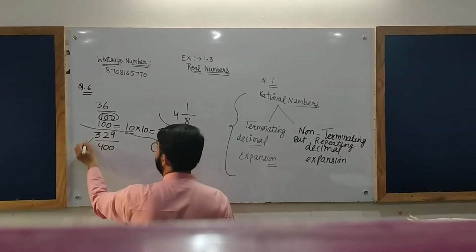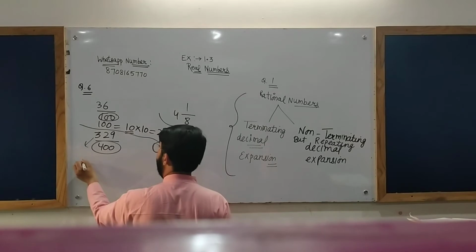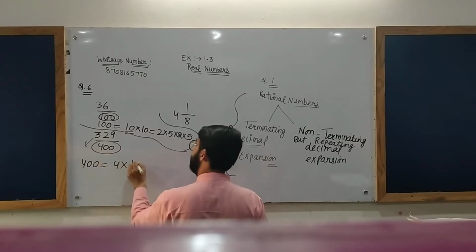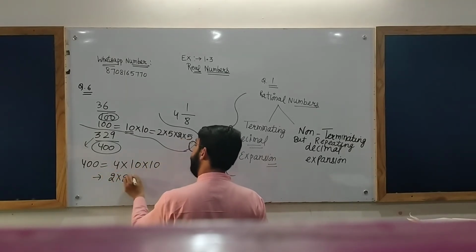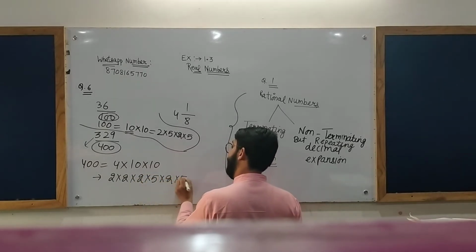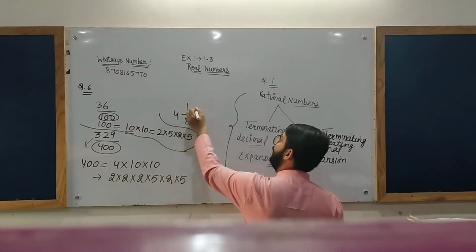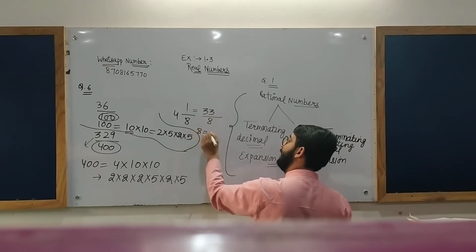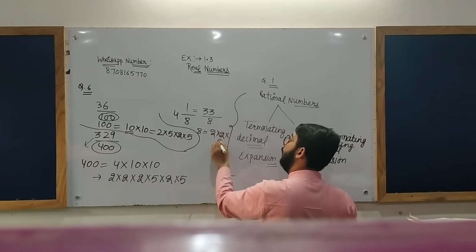Now let us do the prime factorization of the denominator of the rational number 329 by 400. 400 equals 4 into 100, that is 10 into 10. 4 can be written as 2 into 2, and 10 can be written as 2 fives are 10, each time. Now, 4 integer 1 by 8 is 33 by 8. Let us do the prime factorization of 8: 2 into 2 into 2.